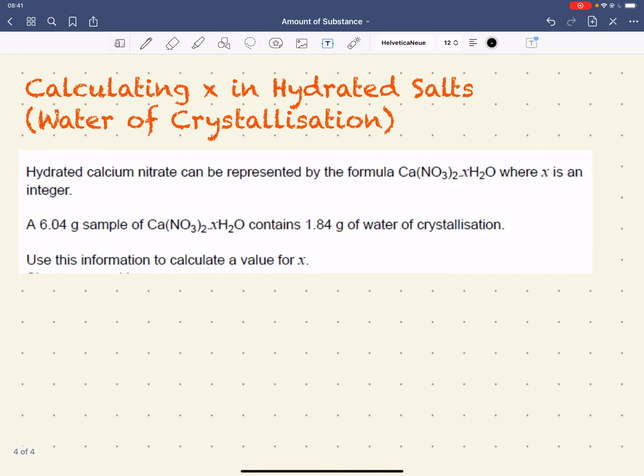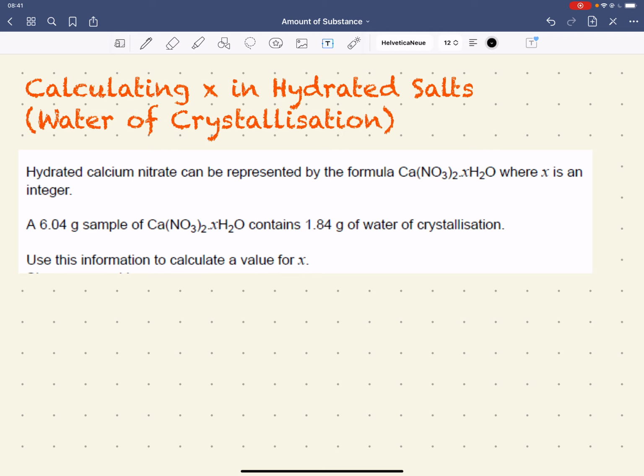Here we look at how we can work out the X in a hydrated salt, where X tells me the number of water molecules that are stuck to the salt. So we say hydrated calcium nitrate can be represented by the formula Ca(NO3)2.xH2O, where x is an integer, a certain number of water molecules attached to it.